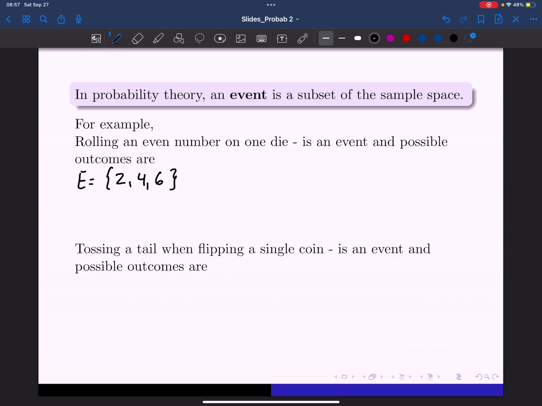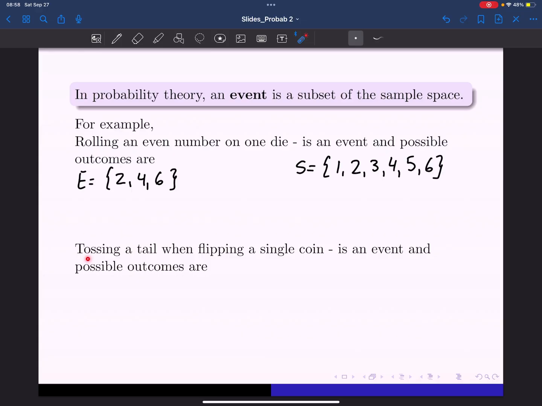And let's recall what the sample space was. The sample space is all possible outcomes. When I roll a die, I can get 1, 2, 3, 4, 5, or 6. If we look at this, we have 2, 4, 6. So this event E is a subset of the total sample space, because the sample space is all possible outcomes.